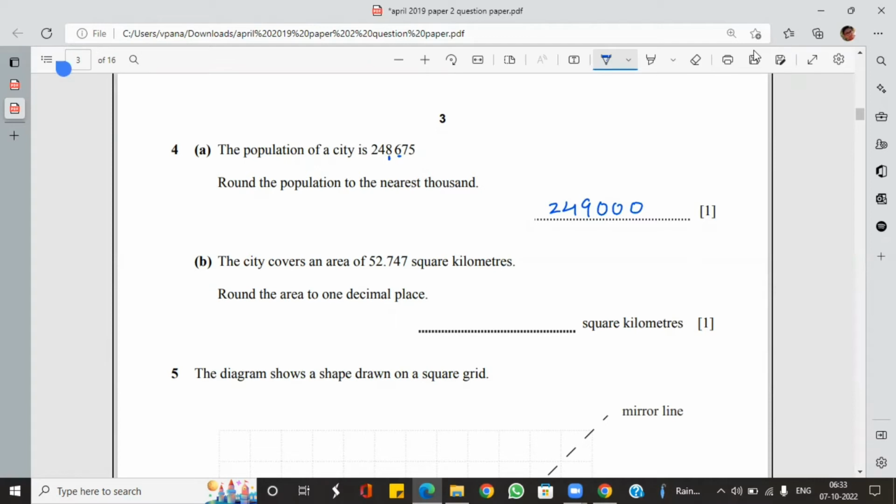Got it? Then the city covers an area of 52.747 square kilometers. Round the area to one decimal place. So we look at the second decimal place, it is 4. So no change in the previous digit. So the answer is 52.7 square kilometers.